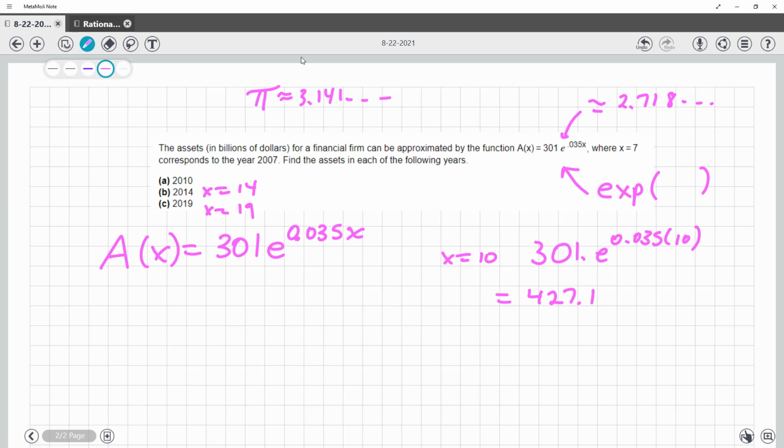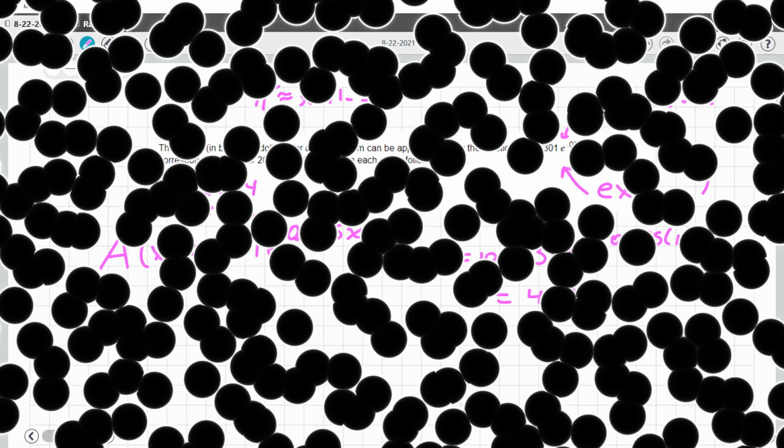You'll see that we'll do more with exponentials after this section. We just want to kind of get you familiar with them, how to plug things in on your calculator, and all that kind of good stuff.